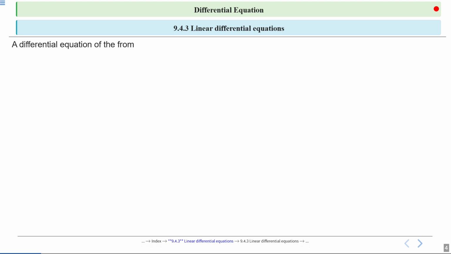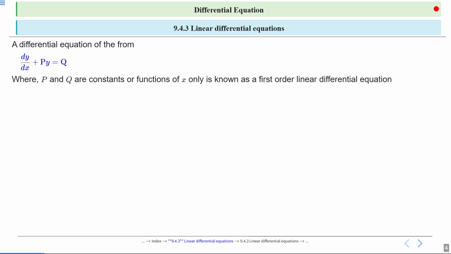A differential equation of the form dy/dx + Py = Q, where P and Q are constants or functions of x only, is known as a first order linear differential equation. So if there is a differential equation of the form dy/dx + Py = Q, it is called a linear differential equation, where P and Q are either constants or functions of x only.